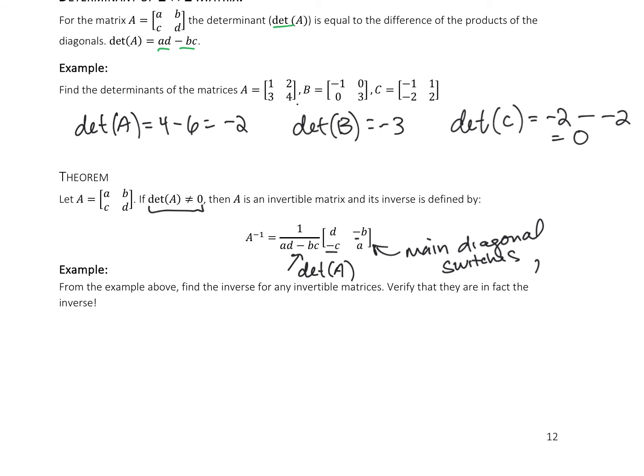All right, so based on what we found in the determinants, A is invertible and B is invertible, but C is not. So we're just going to ignore C. We're not going to do anything with it.